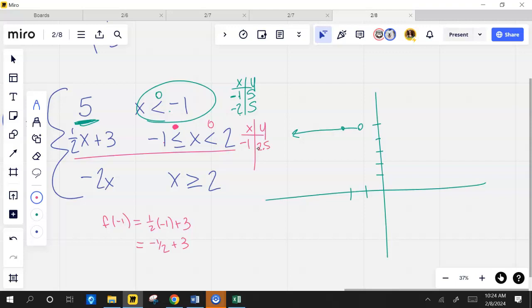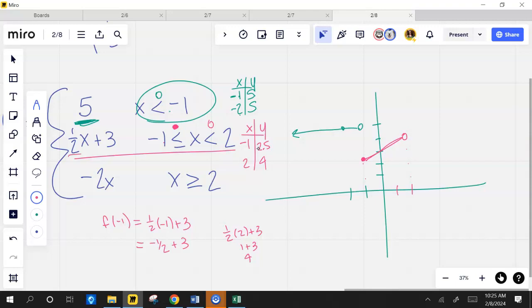Now I'm also going to plug in the other end. So what happens if I plug in 2? What do you get? 4. Because 1/2 times 2 plus 3 is 1 plus 3, which is 4. So these 2 points, -1, 2.5, and that's closed. And then 2, 4, and this one is open. There's my piece for this one.